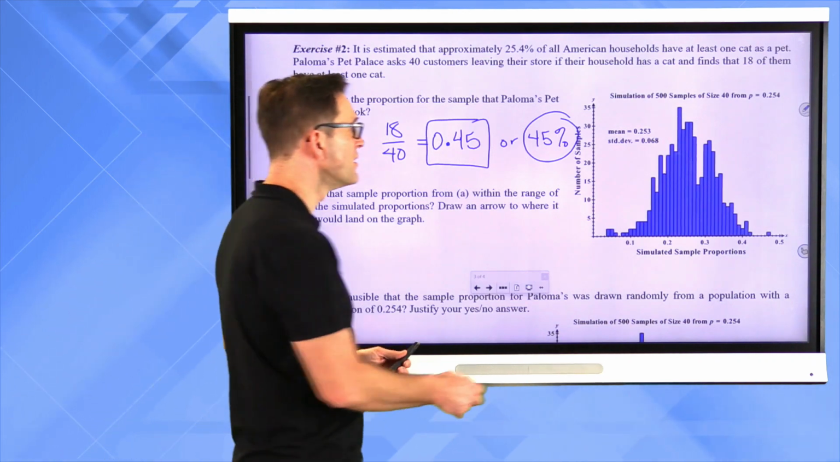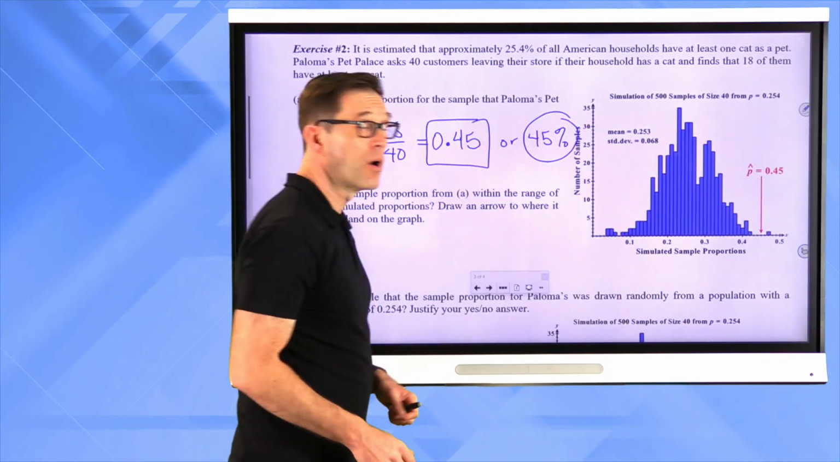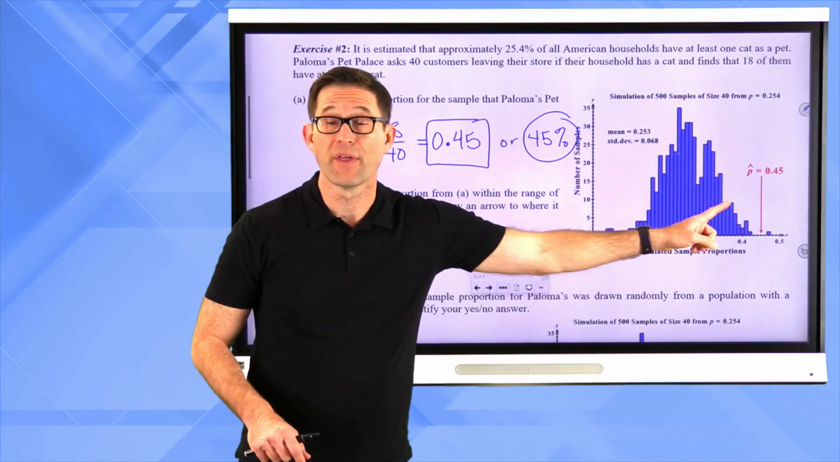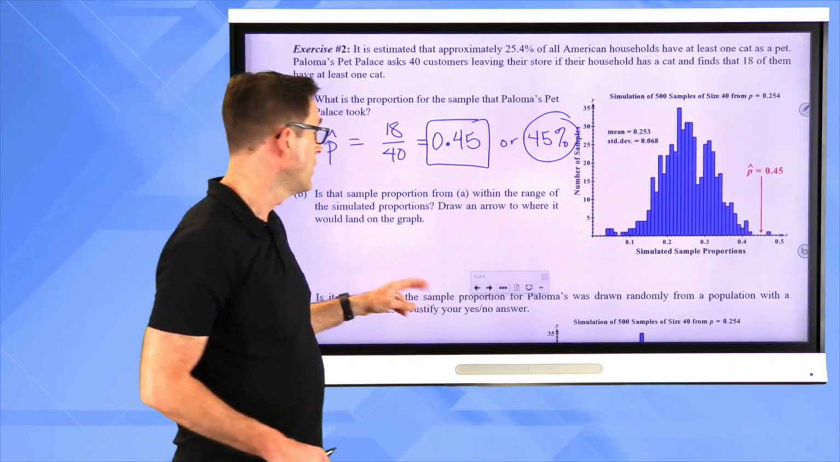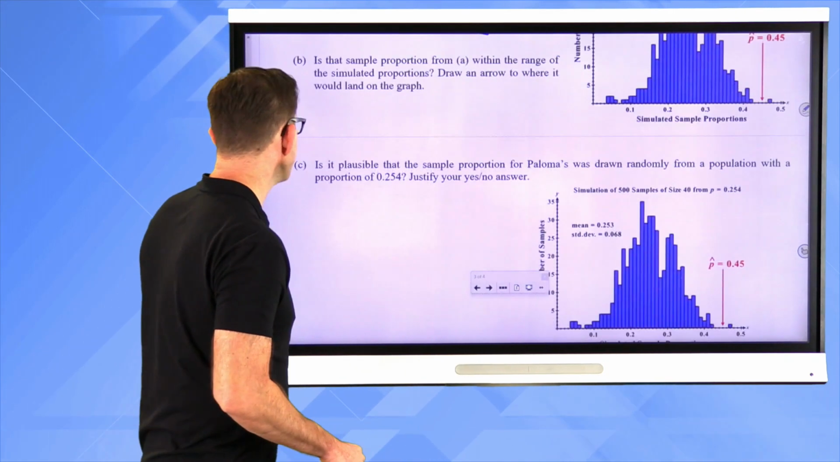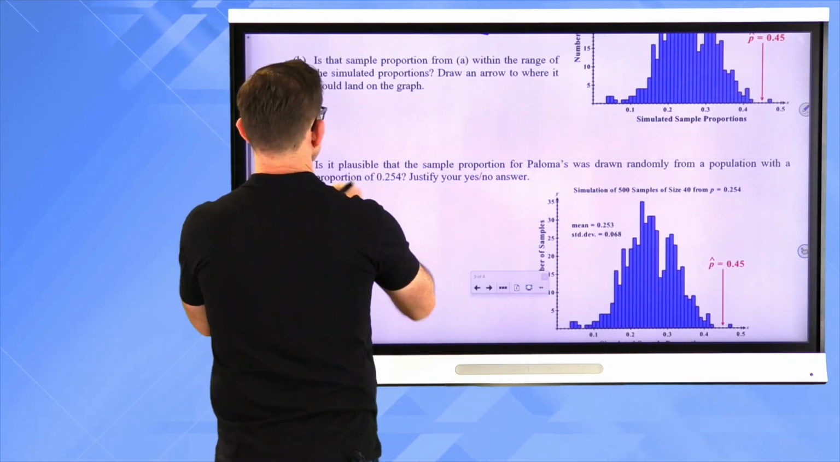Yeah, and it definitely does, right? Now don't get me wrong, it kind of falls way out there, but notice we got a simulation that's even larger than that. So the answer is yes. Whoops.